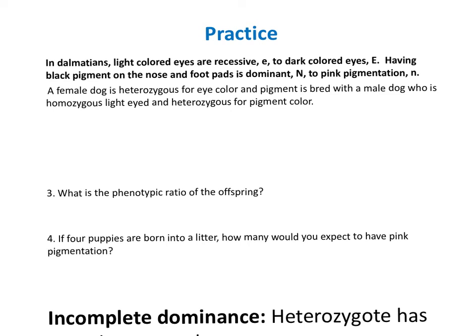So continuing on, again, I'd pause, try to do it on your own, and then take a look at what I've come up with. In this example, I've got a female who's heterozygous for eye color, so she's heterozygous for E, and she's heterozygous for pigment color. And she is bred with a dog who is homozygous light-eyed, which is recessive, and heterozygous for pigment. So those are my parents, mom and dad. I now want to know what is the phenotypic ratio of the offspring. Personally, I am going to do the two square approach. So I'm going to draw a square for eye color.